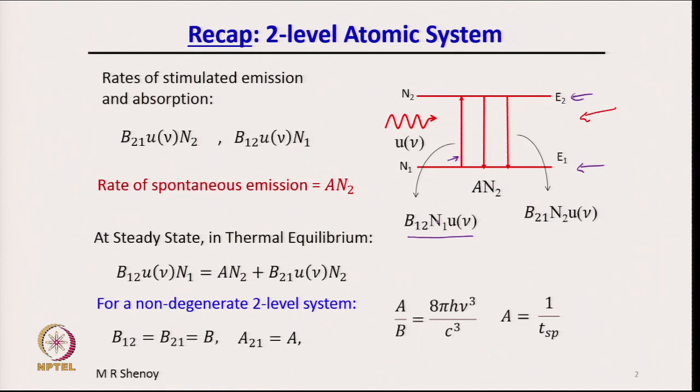N1 is the number of atoms per unit volume at level 1, and U nu is the spectral energy density. B12 is the Einstein coefficient. The emission comprises two components, spontaneous emission and stimulated emission. The rate of stimulated emission is proportional to the spectral density of radiation present.